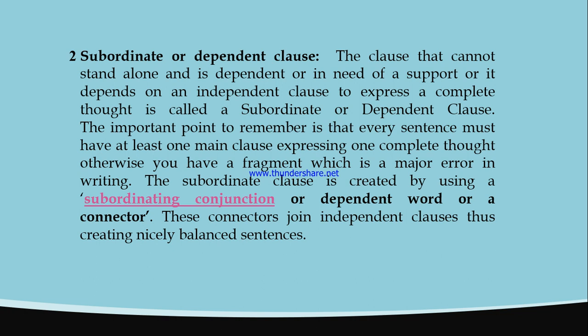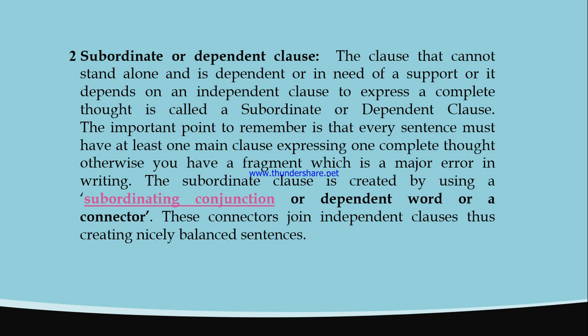The important point to remember is that every sentence must have at least one main clause expressing one complete thought. Otherwise, you have a fragment, which is a major error in writing. When you're writing something, keep this in your head that every sentence should have one main clause. That would give you a complete thought. If you wouldn't be taking care of it, you wouldn't be able to write a good piece of writing.